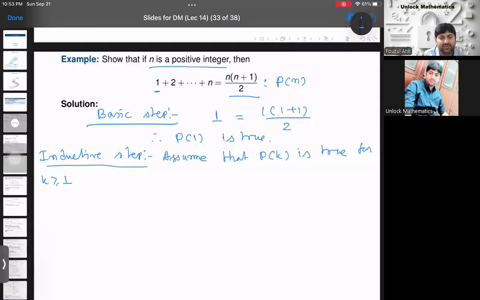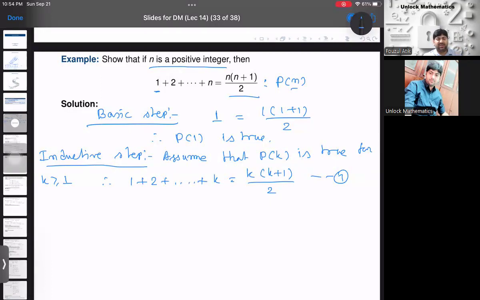Now P(k) is true means what? In place of n, if you replace by k, this is true. Therefore I should have 1 plus 2 plus 3 up to k is equal to k times (k plus 1) divided by 2. This is true, so keep it as equation number 1. This is our assumption that P(k) is true. Now what is your job? You should prove that P(k) implies P(k+1).